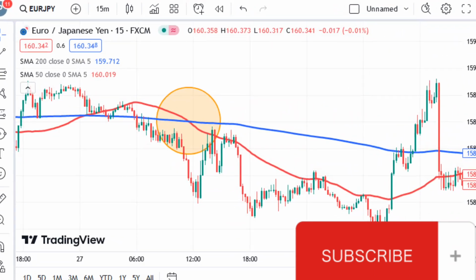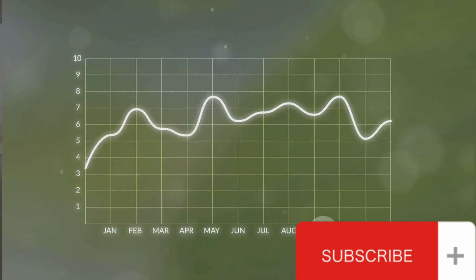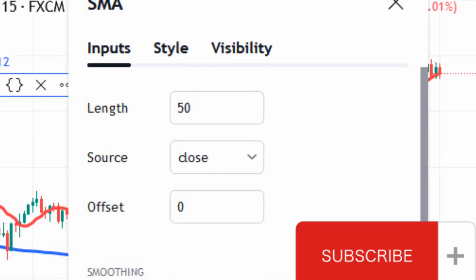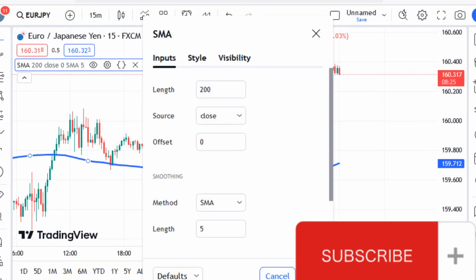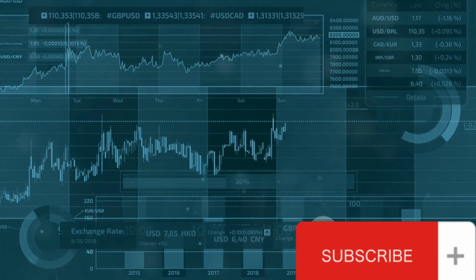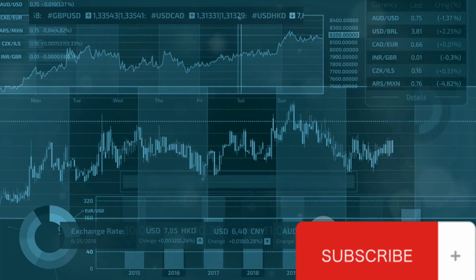This strategy is a classic in the world of trading, and for good reason. It involves 2 moving averages, one shorter and one longer. The shorter moving average responds quicker to price changes, while the longer one is more stable and less reactive to market noise. Here's how it works.